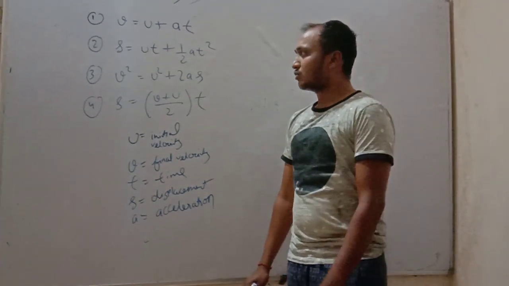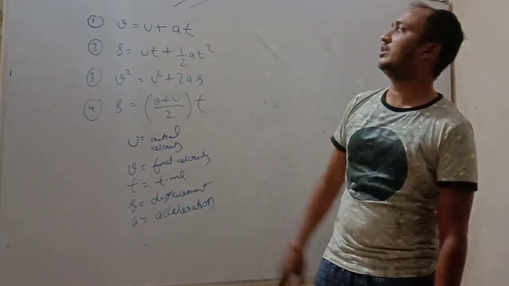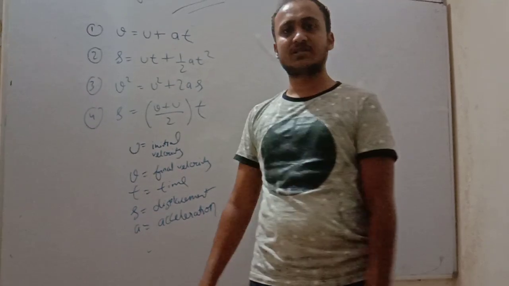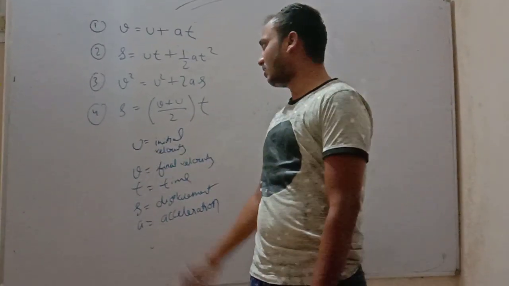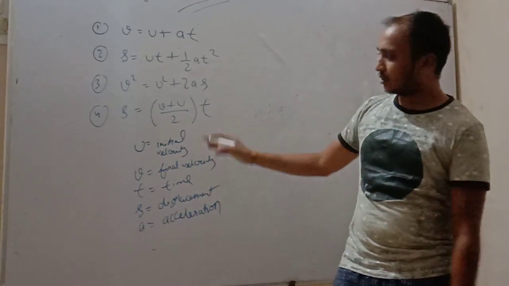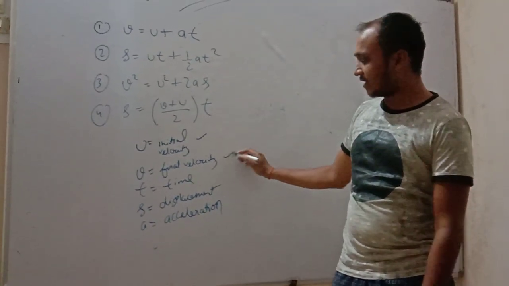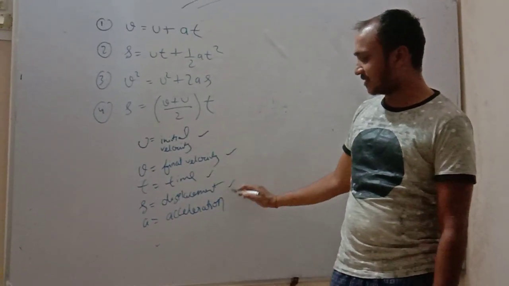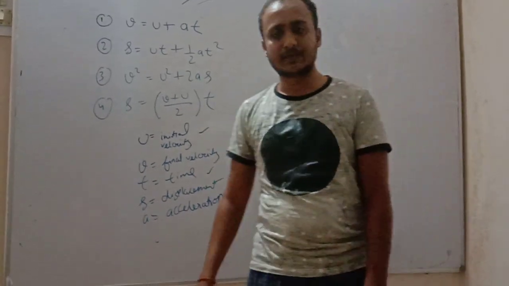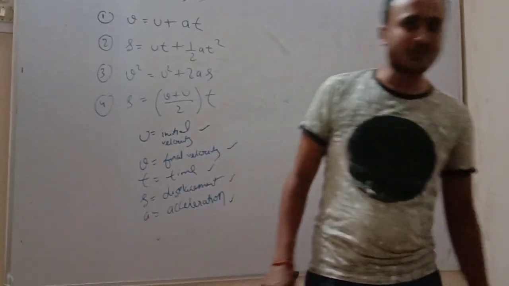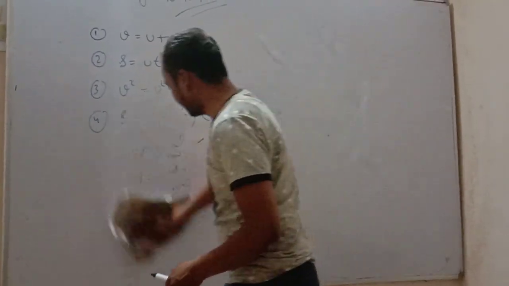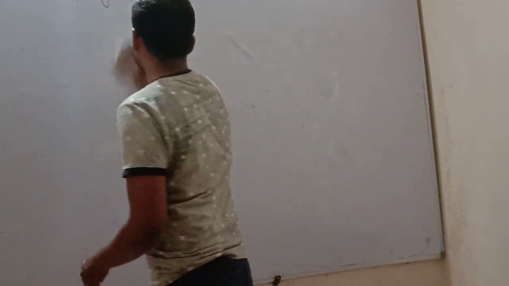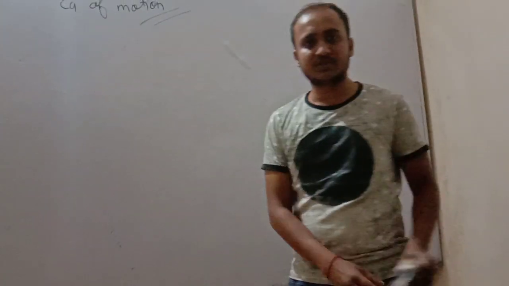Friends, so here is the notation for V equal to U plus AT, S equal to UT plus half AT square, V square equal to U square plus 2AS, and S equal to (V plus U) by 2 into T. U is initial velocity, V is final velocity, T is time, S is displacement, and A is acceleration. Now friends, with the help of examples, we will understand these equations, which are very important to study.